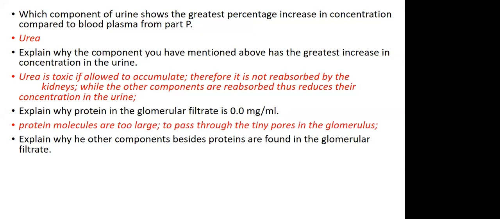Then explain why the other components besides proteins are found in the glomerular filtrate. So we see in the glomerular filtrate that there were other components apart from proteins. How come they are able to go through? Why weren't they retained just like the proteins were retained?